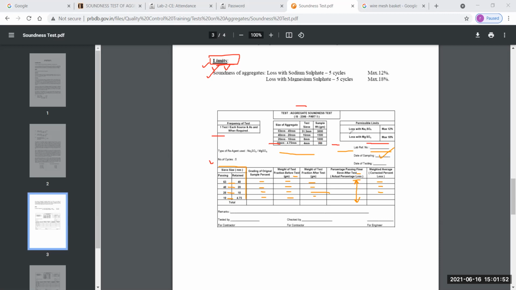Here also a box is made. Loss with Na2SO4, that means sodium sulfate, maximum is 12%. Loss with MgSO4, maximum loss permitted is 18%.